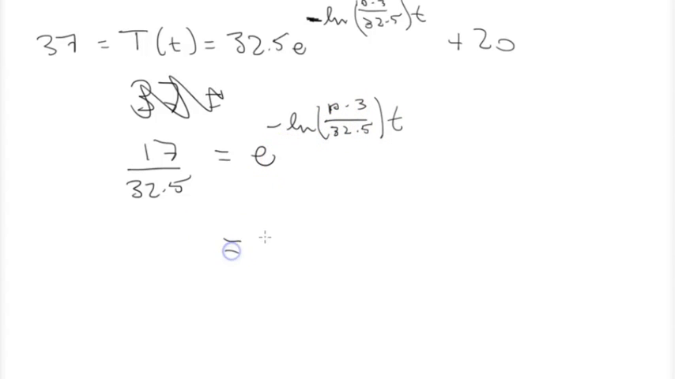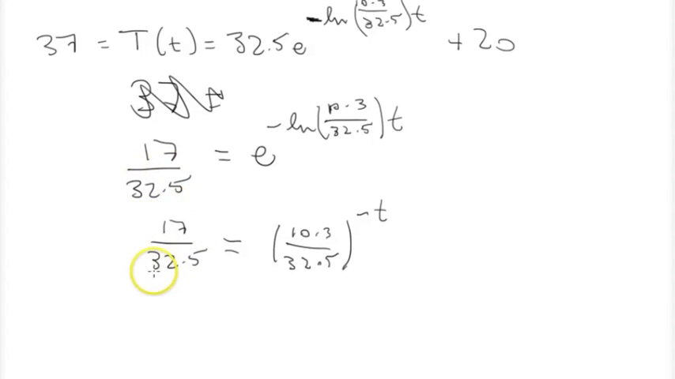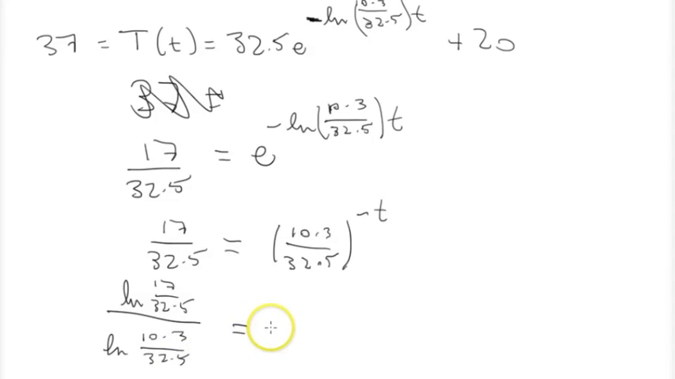So let's do that. And so we get rid of the natural log, but we keep the fraction. So it'll be 10.3 times 32.5 to the negative t is equal to 17 over 32.5, and we can take the natural log of both sides, and then this negative t will come out as a coefficient, and that will give us the natural log of 17 over 32.5 over the natural log of 10.3 over 32.5 equal to, we can bring the negative over here, and that's going to be equal to time.